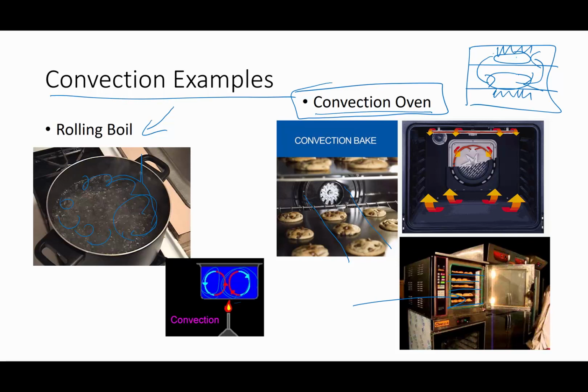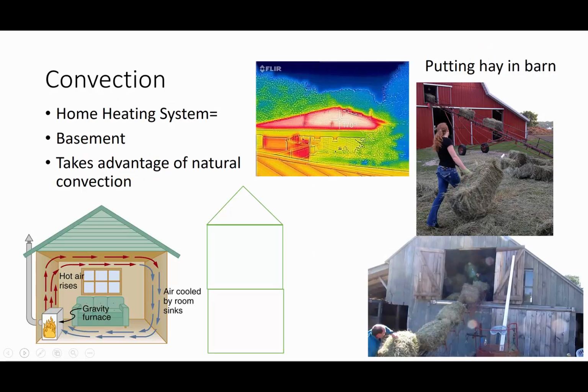With a convection oven, it is blowing that hot air evenly throughout the oven, and it allows you to cook on multiple trays, multiple layers at once. It moves that hot air around. Now you see convection in your home heating system.